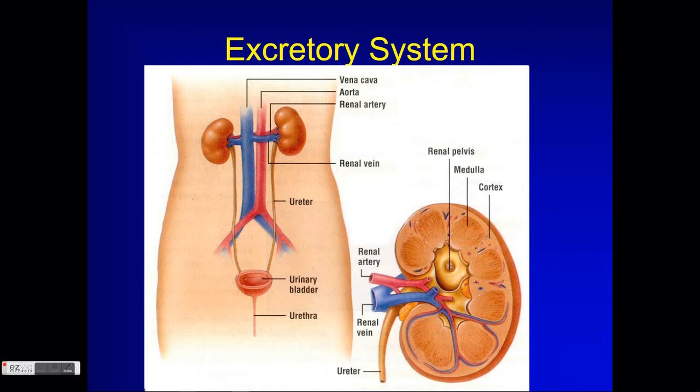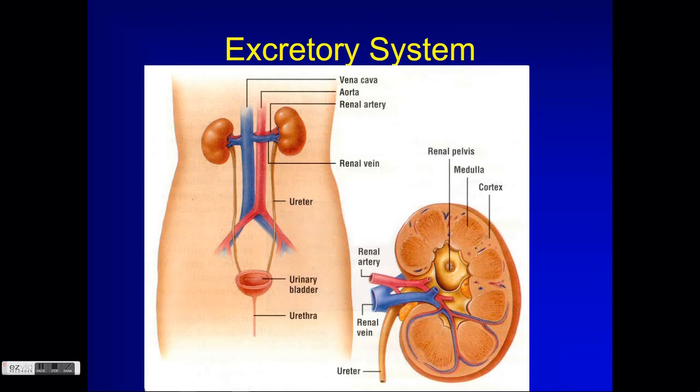Well, welcome to today's notes on the excretory system. We're getting down towards the end in terms of systems. We've been looking at the circulatory system, digestive system. We've looked at the respiratory system recently, and now onto the excretory.